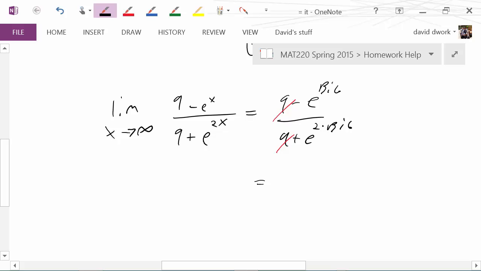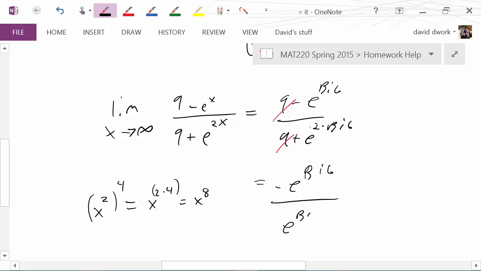Just as a little brief reminder, if you have something raised to an exponent, such as x squared raised to the 4th, that is equal to the same thing as x raised to the 2 times 4, or aka x to the 8th. So therefore, if we work backwards with that idea, I can say this is negative e to the big divided by e to the big squared. So you can see these bigs are not equal. This big squared is much larger than just a big.